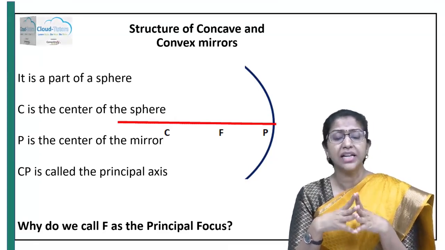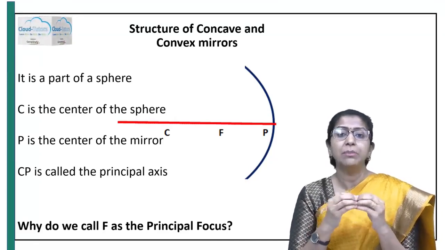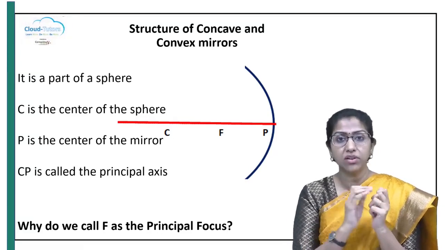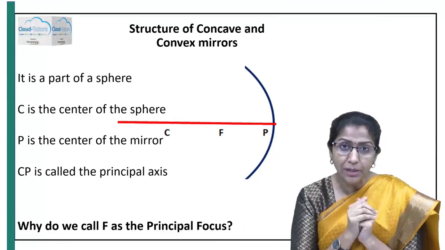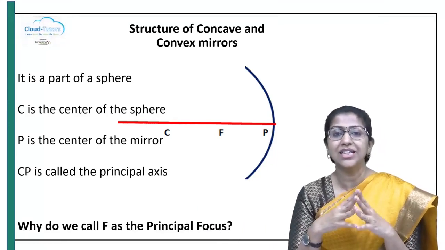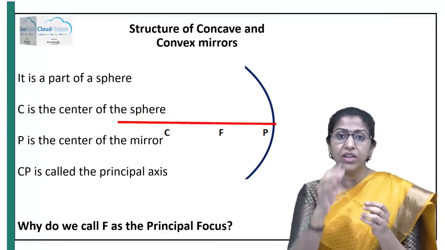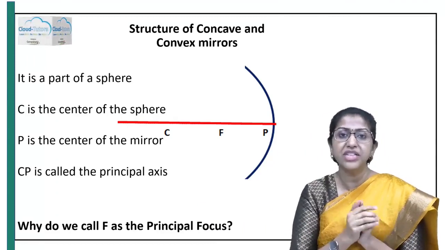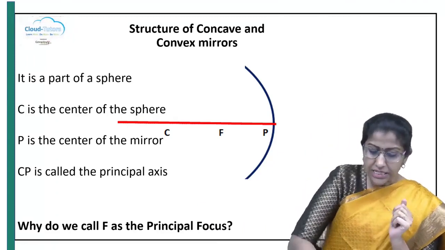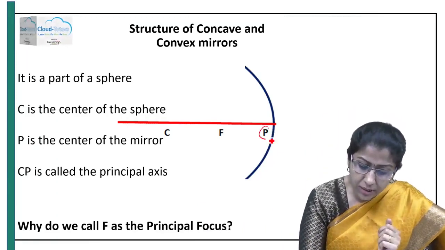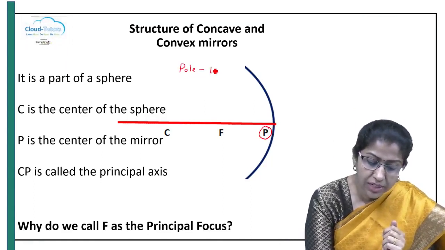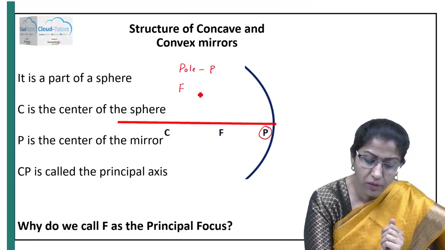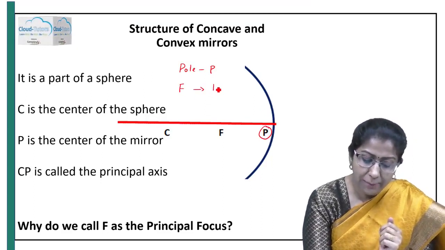So the first one is principal axis. What do we mean by principal axis? It is just a horizontal line that runs through the pole of the mirror. Now, what do we mean by the pole of the mirror? Pole of the mirror is nothing but the geometric center of the portion of the sphere that we have taken, right? As you can see here, we have denoted the pole as P. Pole is always denoted as capital P. The principal focus is denoted as capital F.